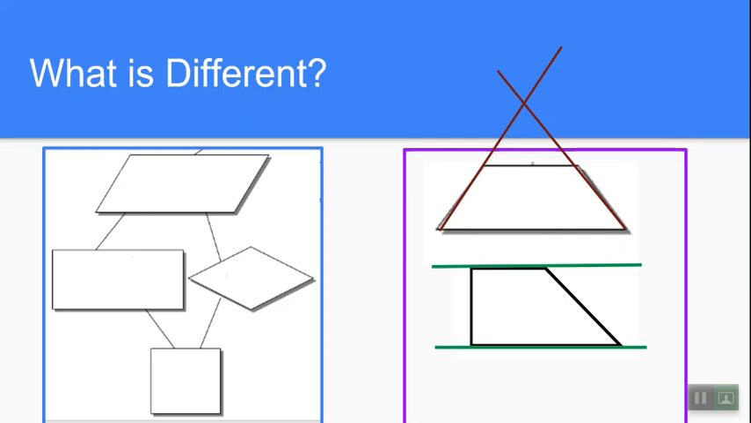Intersect means to cross. Now, quadrilaterals, say that with me, quadrilaterals, that's a long word. Those are the 2 sets of parallel lines in the blue box to the left. On the right side, these are called trapezoids. Trapezoids only have 1 set of parallel sides. Let's move on.